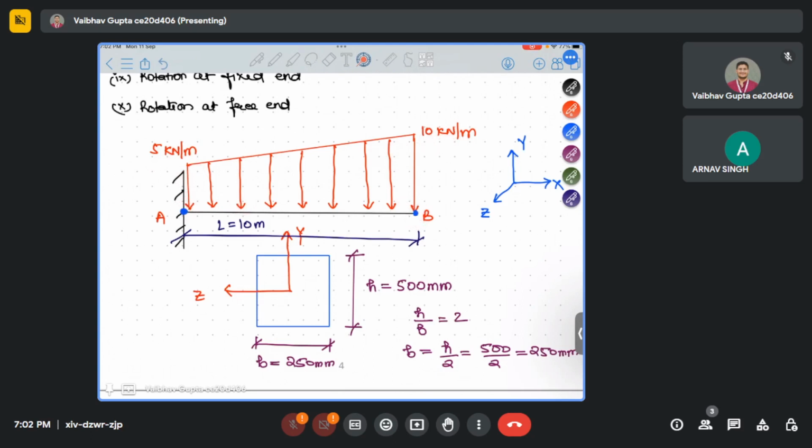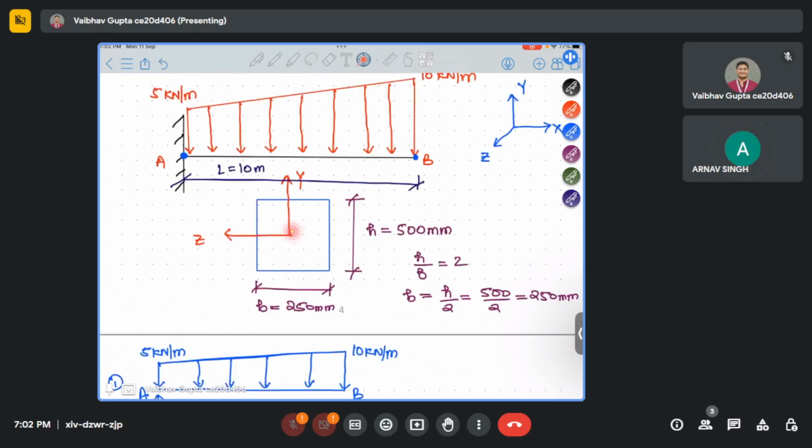And we have been given a rectangular cross section, having h of 500 millimeter given in the question, and the h by b ratio is also given in the question as 2. Since height is given, we will find b with the help of this ratio, which is nothing but h by 2 for our case, which will be equal to 250 mm. Got it? Since h is 500 mm, h by 2 is 250 mm.